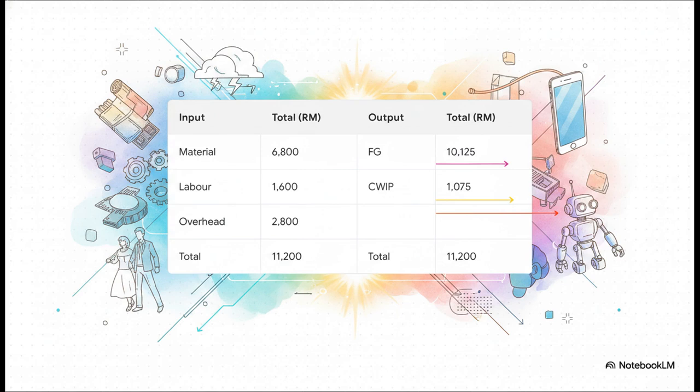This is where you get to check your work and feel that amazing, unbeatable sense of satisfaction when it perfectly balances. On the left, the input side, we list the costs incurred. Material at RM6,800, labor at RM1,600, and overhead at RM2,800. Total input is $11,200. On the right, the output side, we literally just plug in the numbers we calculated a second ago. Finished goods at RM10,125 and CWIP at RM1,075. Total output, exactly $11,200. Both sides balance perfectly. You've successfully accounted for every single ringgit and every single unit, whether it was finished or not.